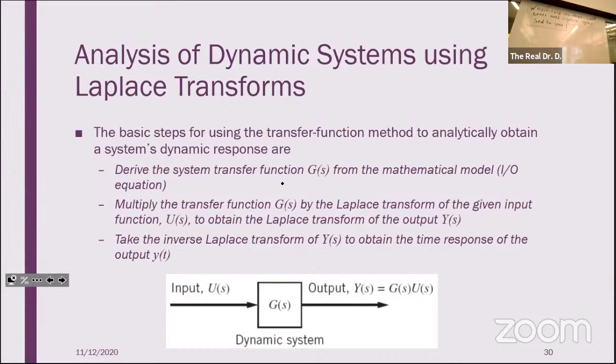So you get the transfer function, then you multiply your transfer function by the Laplace transform of U of s, right? Then you do your partial fraction expansion, and you pull out your coefficients, right? And then you use the inverse Laplace transforms from the table.